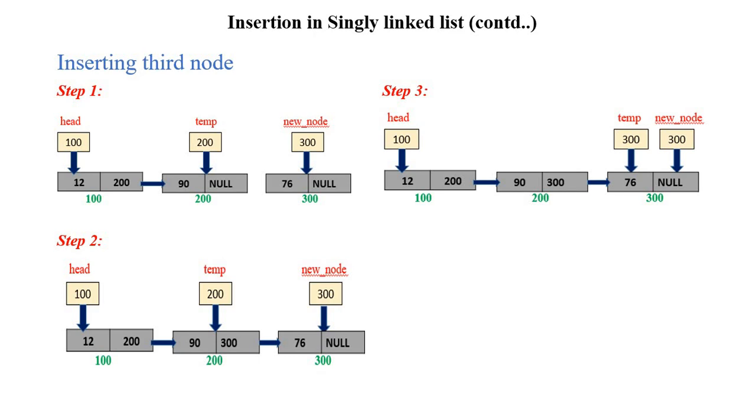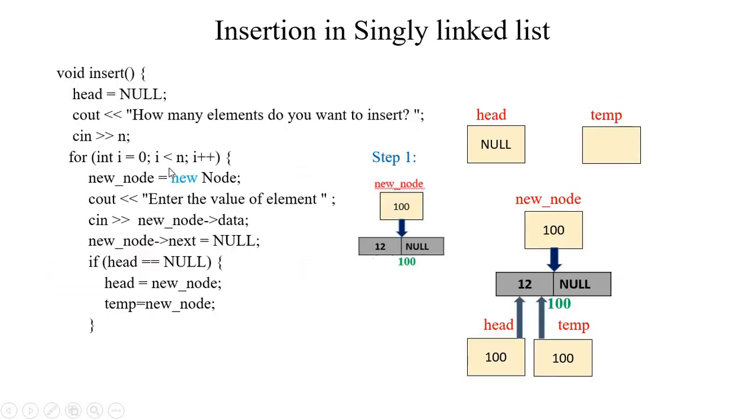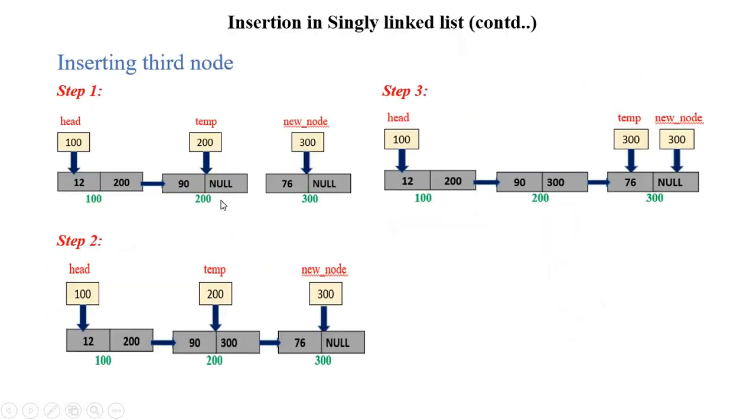My first step is I'll create a node, and I'm saving its address into new underscore node. Next step is to enter the value. How to enter the value? New underscore node arrow data. So I will enter the value, and I'm also assigning the next position with null. Now I have created a new node.